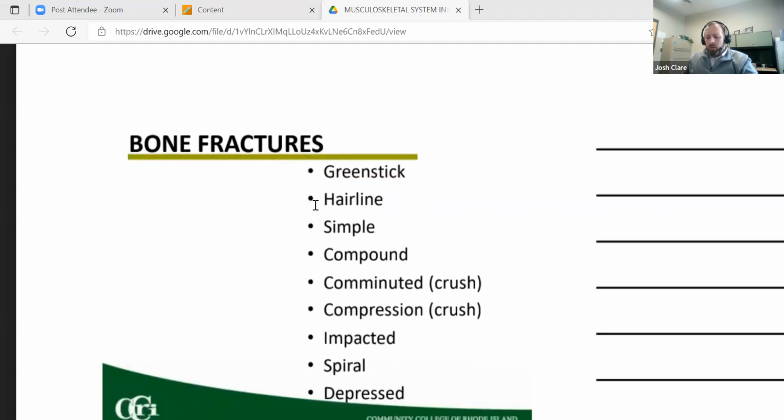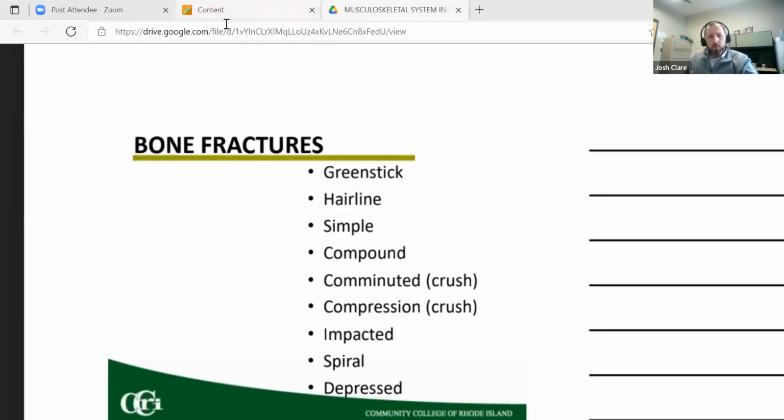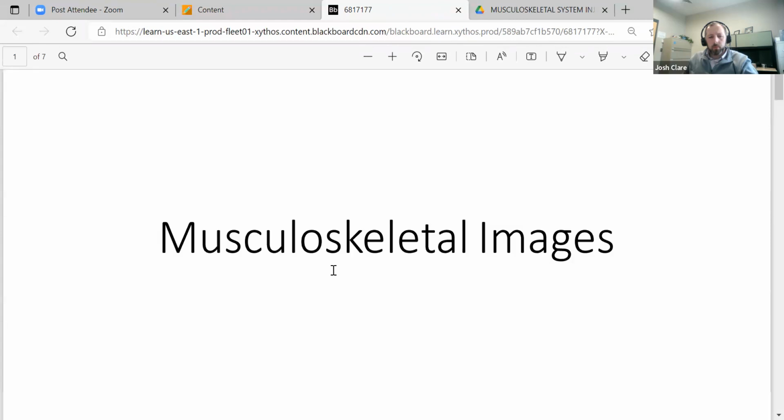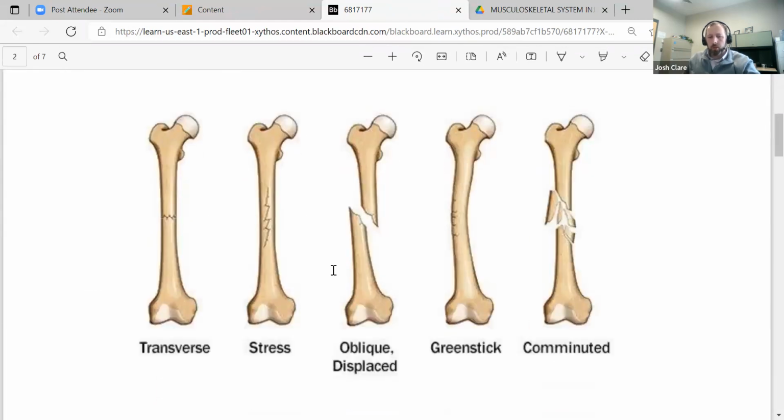So next I want to go into some fractures. I added musculoskeletal images. So that's going to help us with some of these fractures. A fracture is a broken bone, usually caused by excessive forces. But sometimes we can have other pathologies impacting it, like bone cancer or osteoporosis. So the first one we want to talk about is a green stick fracture.